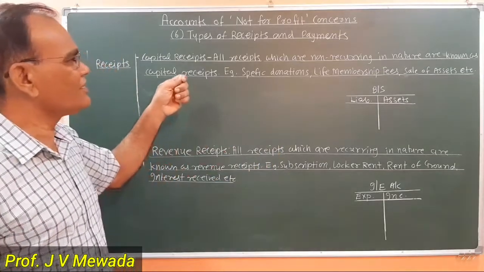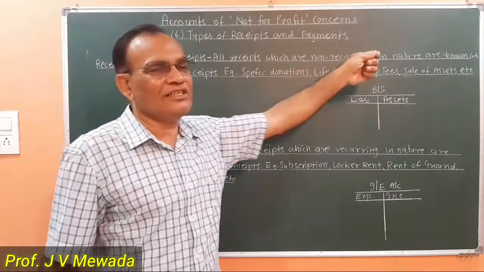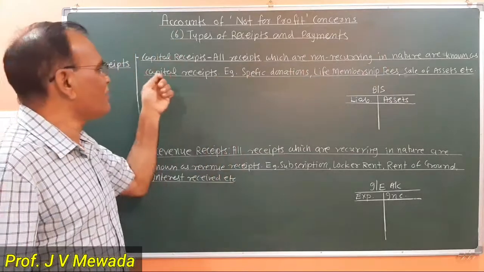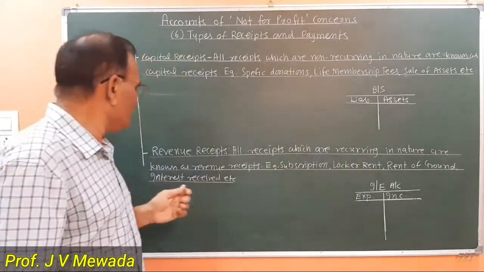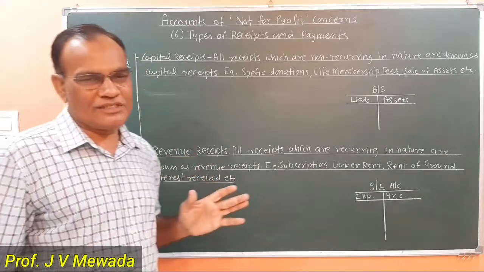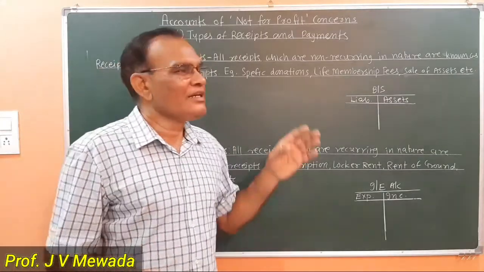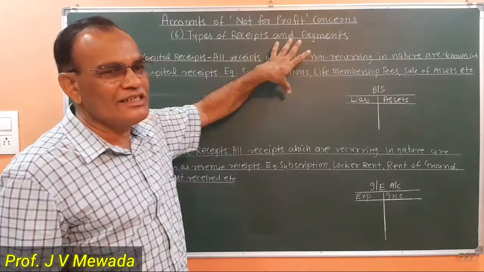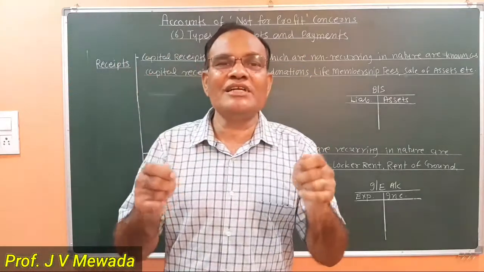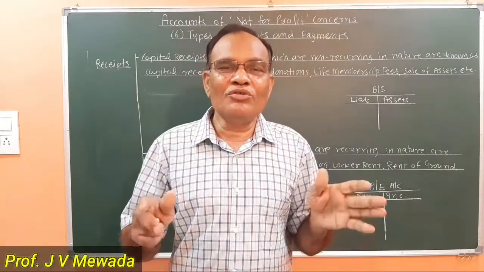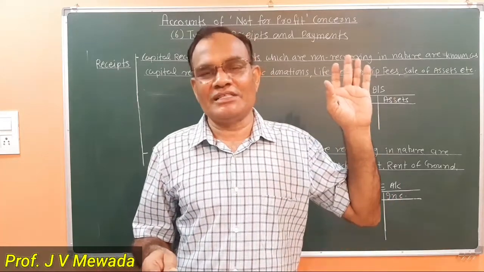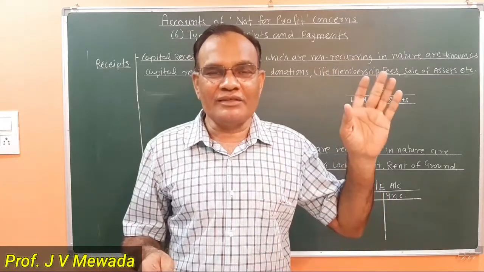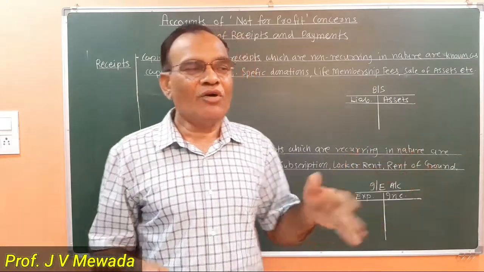So all the receipts which are non-recurring in nature are known as capital receipts. But all the receipts which are recurring in nature are known as revenue receipts. So that is the basic difference. Capital receipts we are going to receive once in a while. We are not going to receive every day. Sometimes only we are receiving. And that is why they are known as the capital receipts.